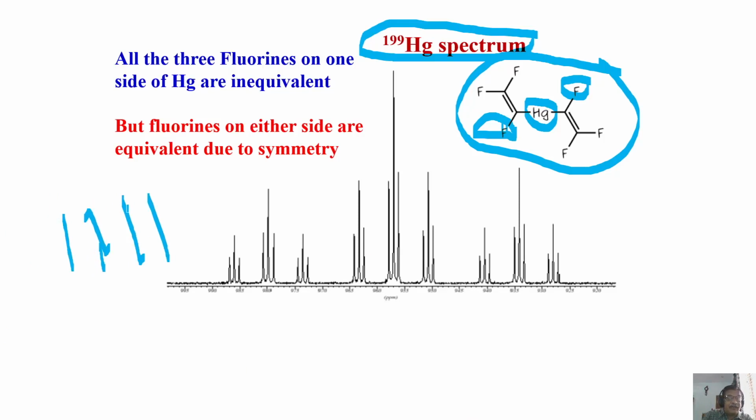When the couplings are equal, these two lines overlap and become a double intensity. So it is a 1, 2, 1 triplet. So what is that one? First one, this is the largest coupling close by. Then the second is, this is 2 bonds away, this is 3 bonds away, this is also 3 bonds away.